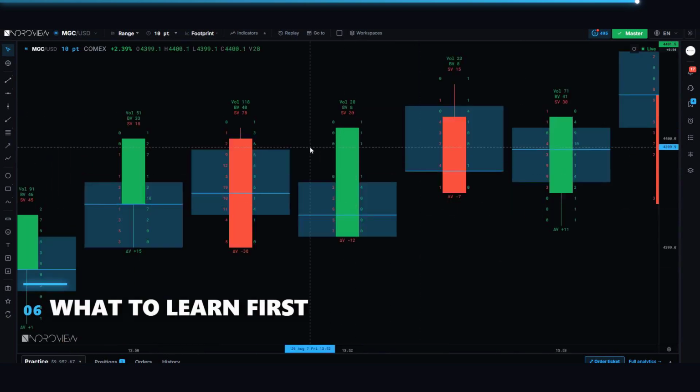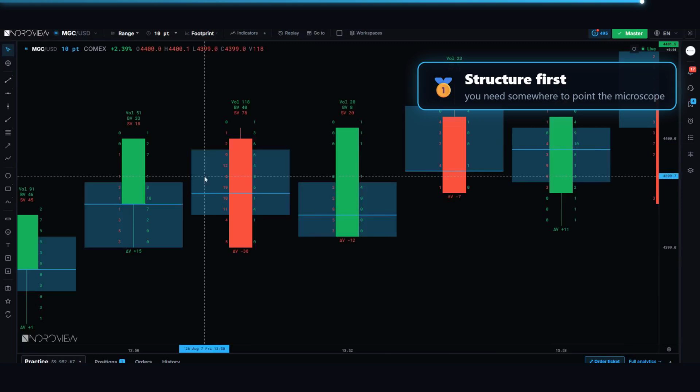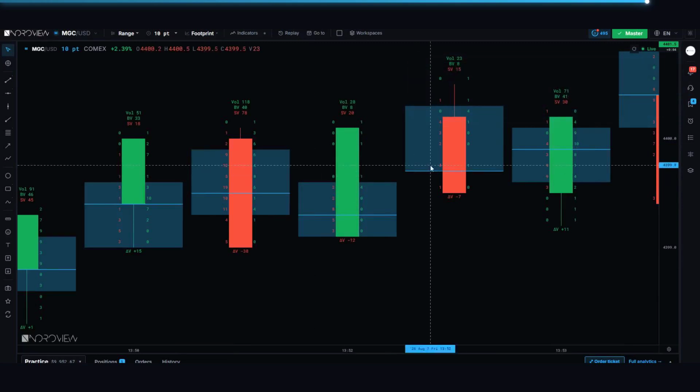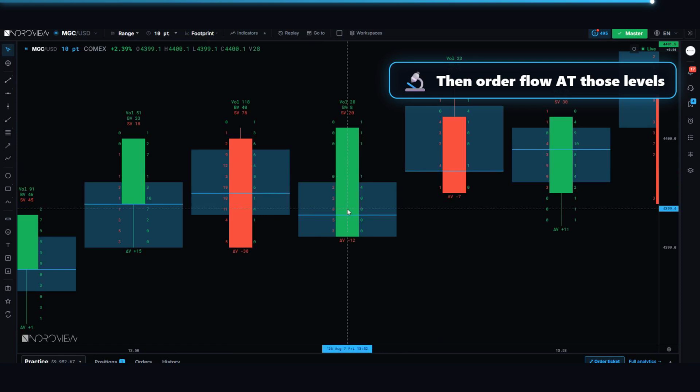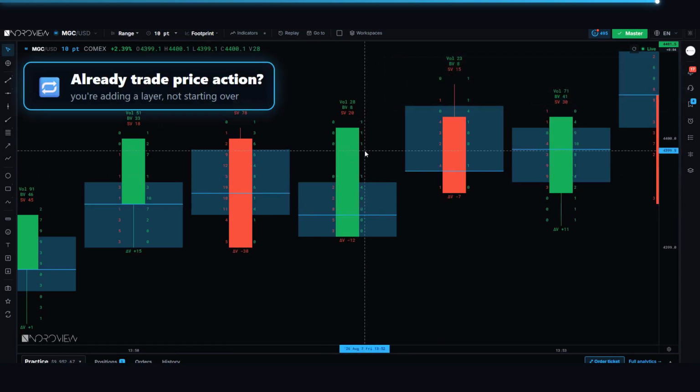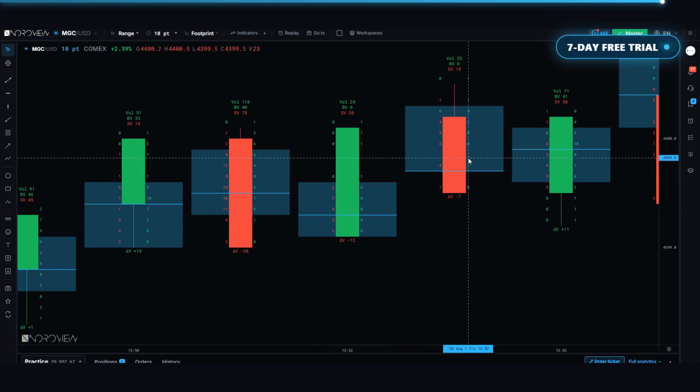So which should you learn first? Structure. Every single time. Learn to mark levels, learn trend, learn where the market has been fighting. You need somewhere to point the microscope before the microscope is worth anything at all. Then you add order flow at those levels and only at those levels. And if you already trade price action, hear this. You are not starting over. You're adding one layer and that layer tells you which of your levels are actually real.